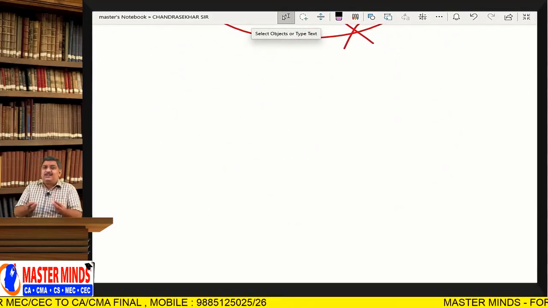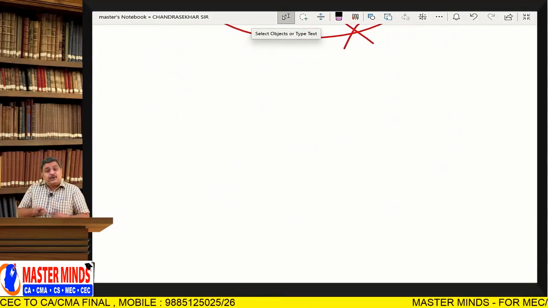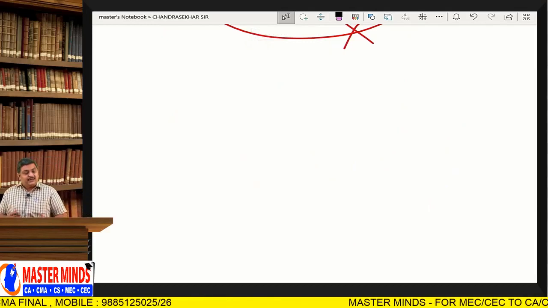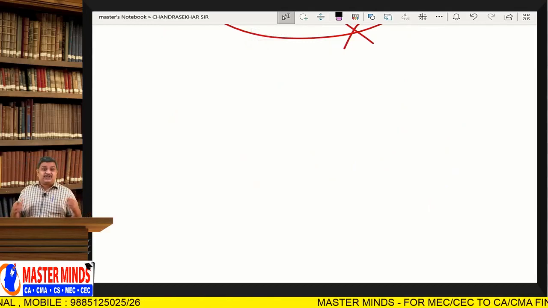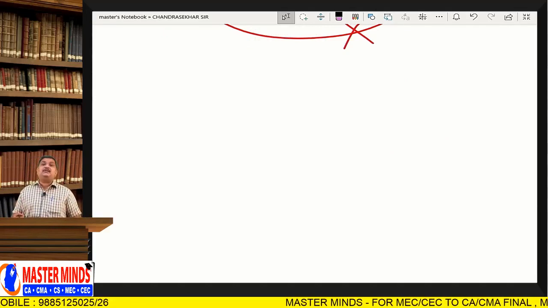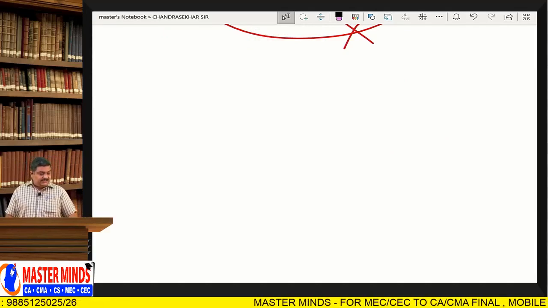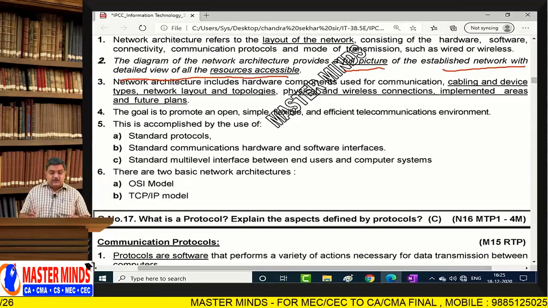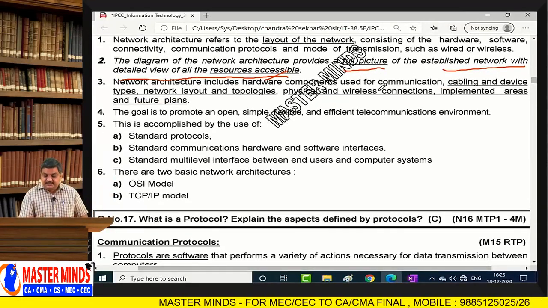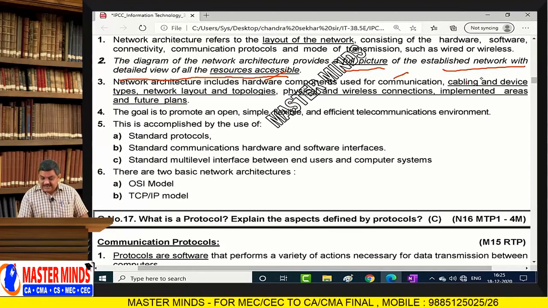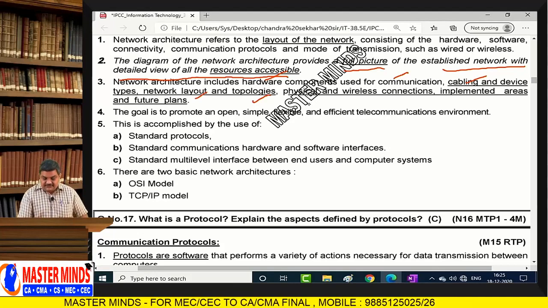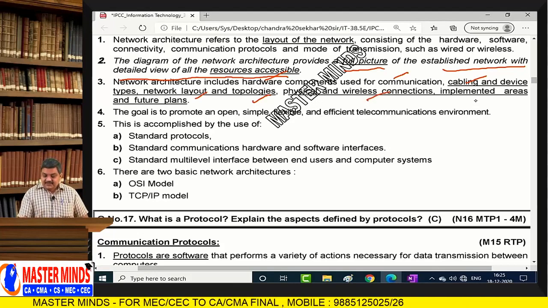So how actually the data goes, how actually your hello, your wish to your friend goes, that you need to understand. For that, you need to study the architecture of the network. That is very, very important. So network architecture includes hardware components used for communication, cabling and device, network layout, topologies, physical and wireless connections, implemented areas and future plans.